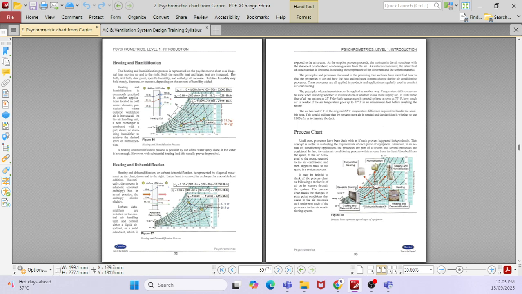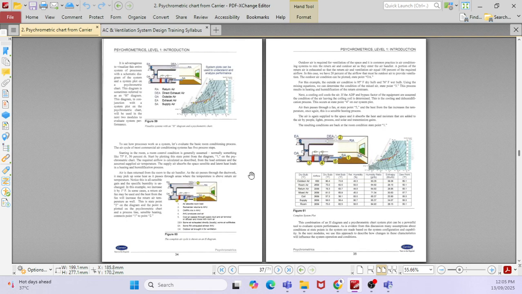Process chart. See the process chart here. What you are doing: heating, humidification, sensible heating, sensible cooling, cooling and dehumidification, heating and dehumidification. They give the direction. For example, when you try to cool, what type of equipment do you use? When you try to do humidification, what type of equipment do you use? That is also given here in detail.